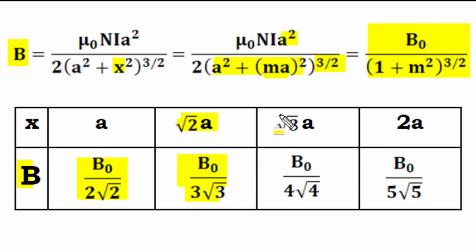Similarly, for x equal to root 3 a, when m is root 3, m square becomes 3, 3 and 1 become 4, and in the denominator 4 root 4 becomes 8, and our magnetic field on the axis becomes 1/8 of the central value. And similarly, for 2 times the radius distance, 2 square becomes 4, and the magnetic field becomes B naught by 5 root 5.